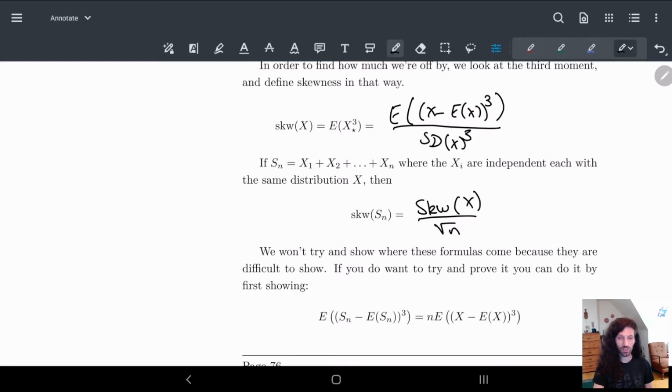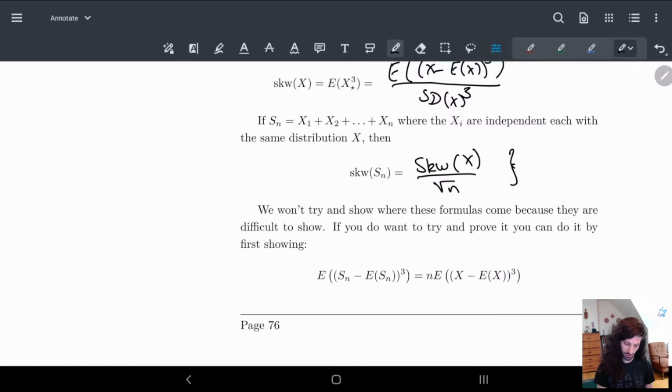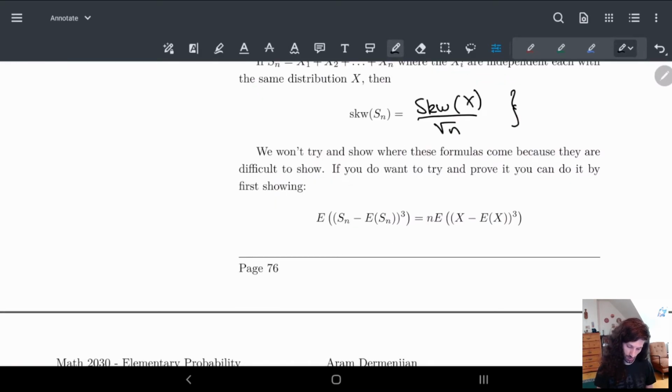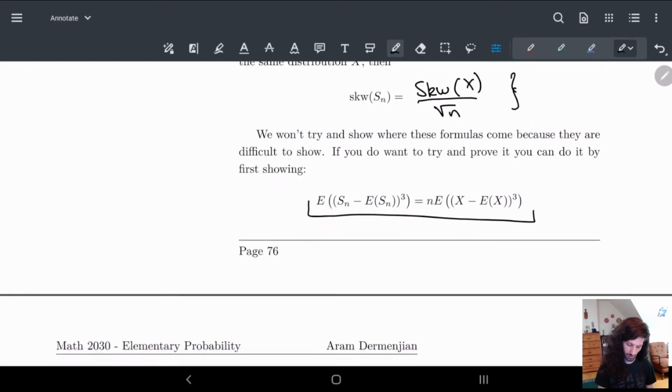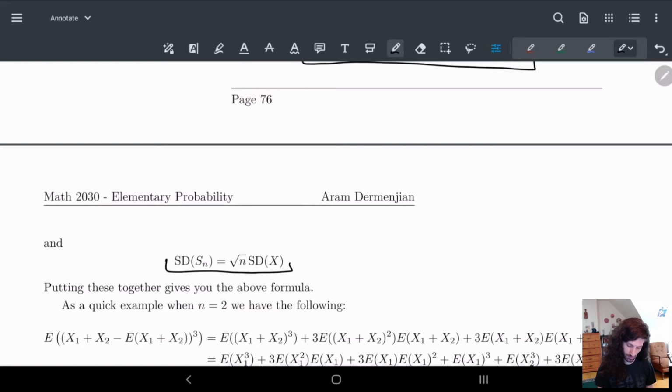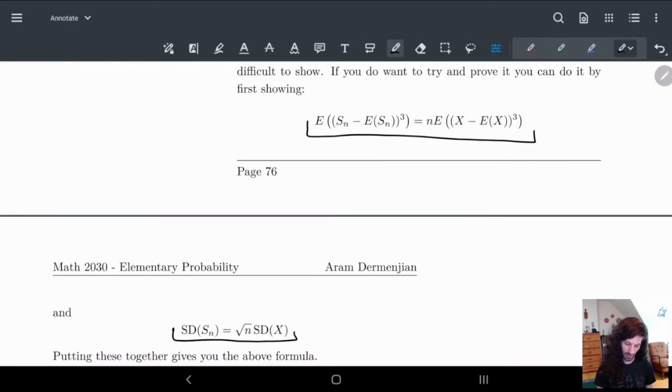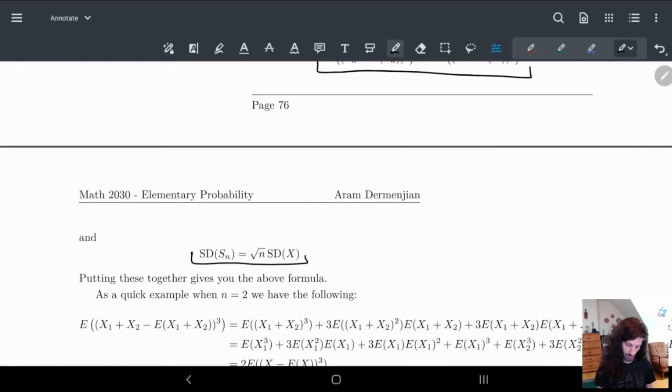We're not going to try to show where this formula comes from, so don't worry about it too much. You can definitely calculate it, and it's not too difficult, but just note we're not going to show where this comes from. You can solve it. Basically, the two things you want to do is show that these two are equal to one another, and that this is equal to that. And then the n's kind of cancel and you end up getting this.